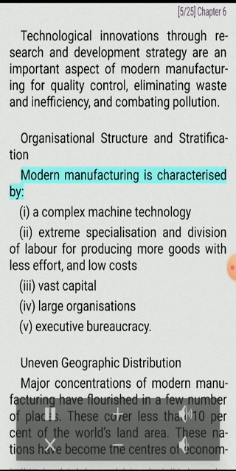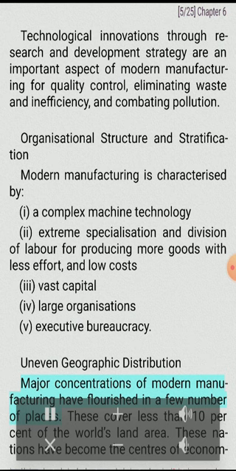Organizational structure and stratification. Modern manufacturing is characterized by: one, complex machine technology; two, extreme specialization and division of labor for producing more goods with less effort and low costs; three, vast capital; four, large organizations; five, executive bureaucracy. Uneven geographic distribution.